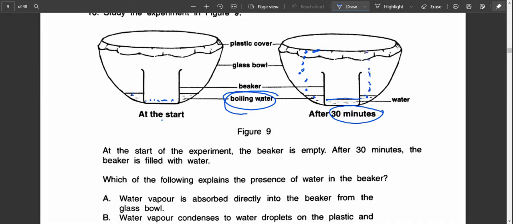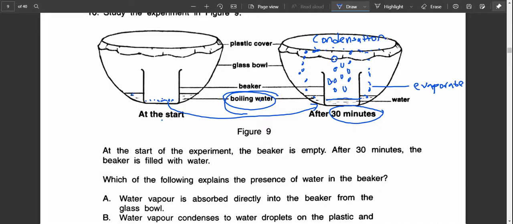So it will evaporate. Evaporate means it changes from liquid to gas, and after evaporating it will touch this plastic cover and then condense into droplets, just like raining. So it transforms into droplets of water. That's why you can see that the beaker at first is empty, then it is filled with water. So on top of here, condensation.